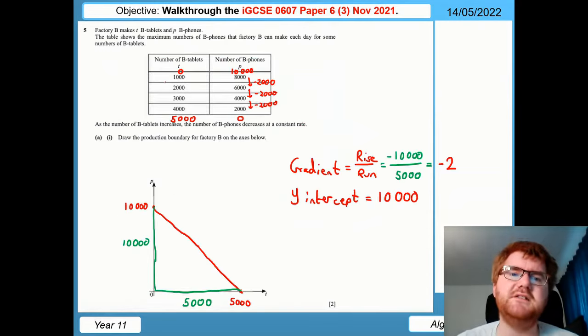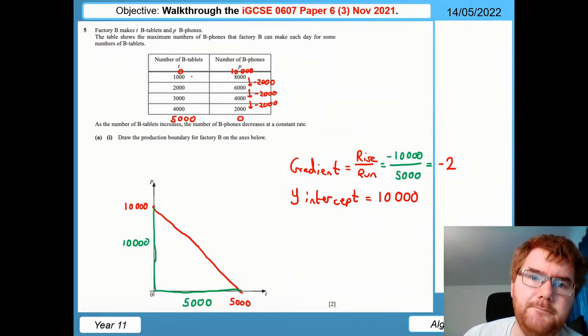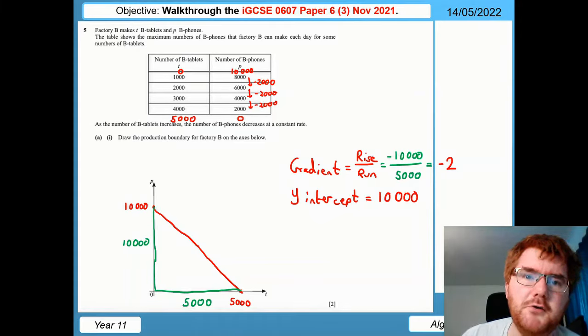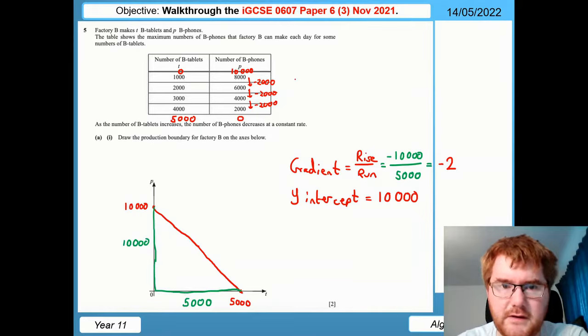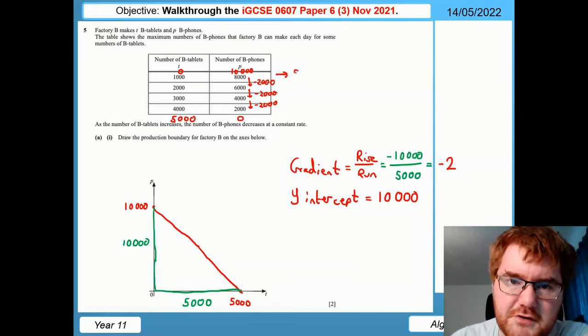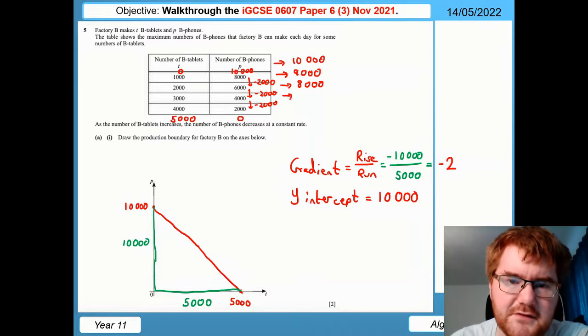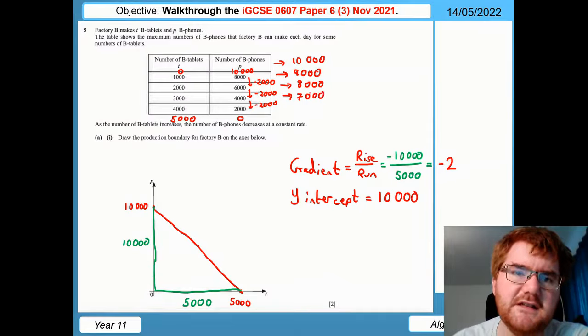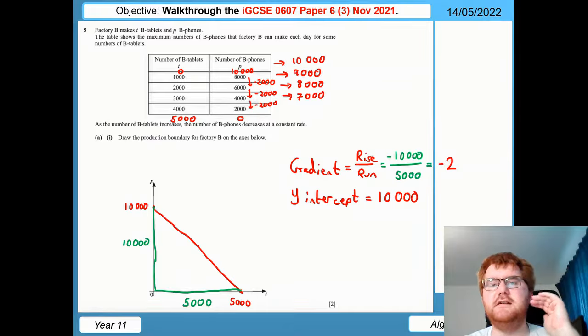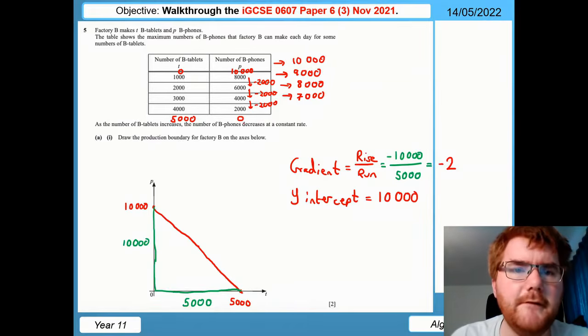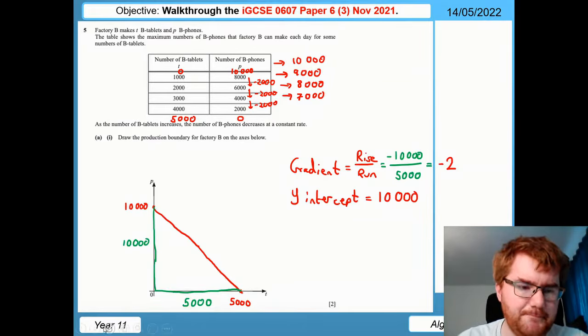So let's go back to our table. If we actually look at our table here, when do we produce the most stuff? So think of it this way. Well, on this row, we produce 9,000. The top row, we produce 10,000. This next row here, we produce 8,000. And then we produce 7,000. So on the surface, it looks like we should just be producing lots and lots of phones and no tablets.